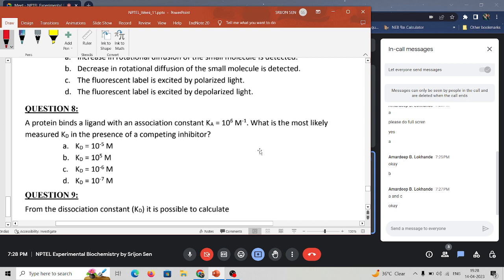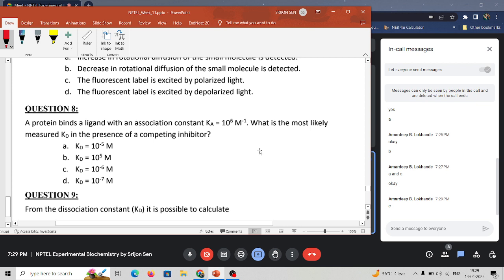So in the presence of a competing inhibitor, what do you expect the Kd value to be? That would have been the answer if there was no such inhibitor. If there was no inhibitor, it would have been 10 to the power minus 6 molar. That is correct. But what happens when there is an inhibitor present? Does the value increase or decrease?